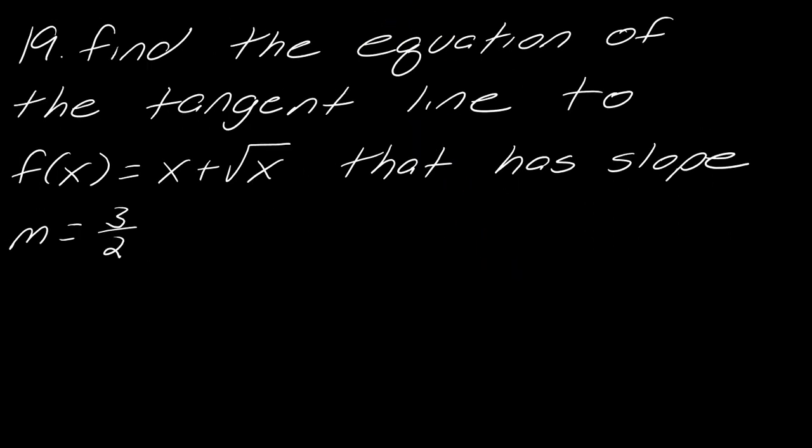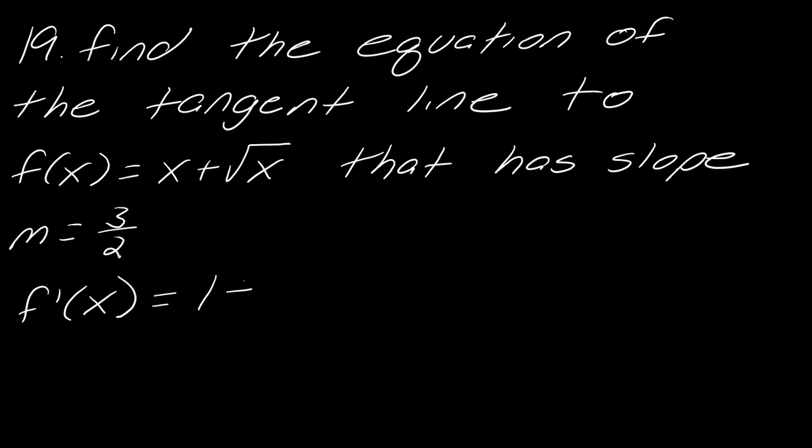All right, so for number 19, it says find the equation of the line tangent to x plus the square root of x that has the slope m equals 3/2. So the information in the last couple of questions, I keep just kind of tweaking it, and this is really trying to test how well you understand a tangent line and all the information that goes into the derivative. So first things first, of course, we have to take a derivative.